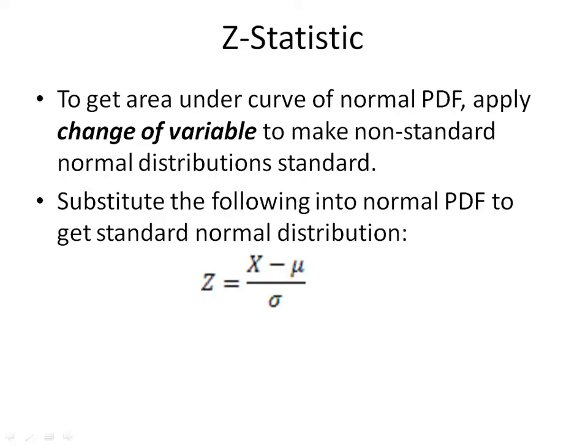There are proofs for this. It's outside the scope of this discussion, but believe me when I tell you that if your data is normally distributed and you apply this change of variable transformation, you get a standard normal distribution. And we'll go over this in an example in a minute.